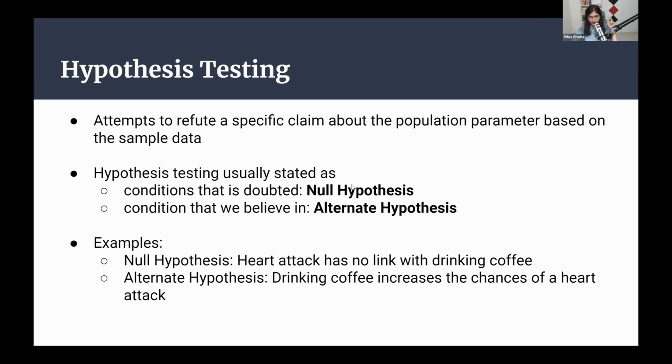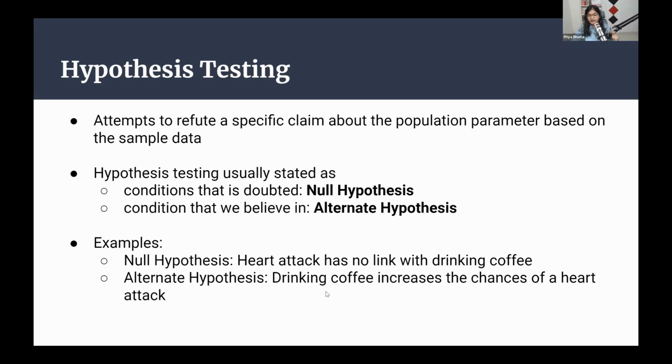Now it is usually divided into two parts: null hypothesis, alternate hypothesis. Usually null hypothesis is the condition that is doubtful. In the problems you will observe what is the condition which is doubtful, and what is the condition that we believe in. Whatever condition we believe in is called the alternate hypothesis. For example, let's say I'm giving you one problem statement that heart attack has no linkage with drinking coffee. This is a doubtful statement. There might be a linkage, there might not be a linkage. So we have attached this as a null hypothesis.